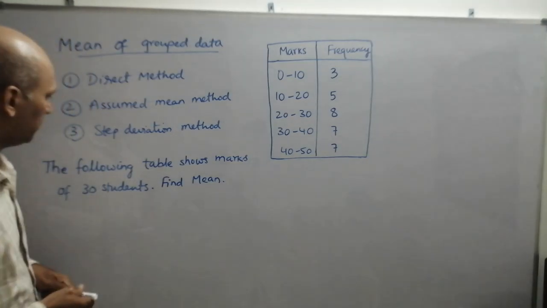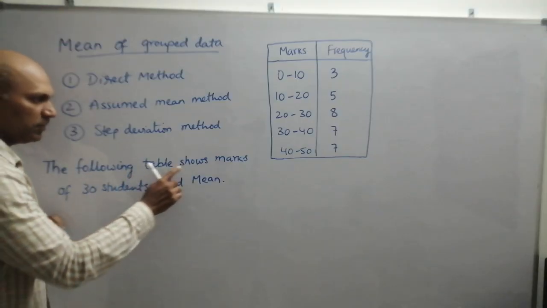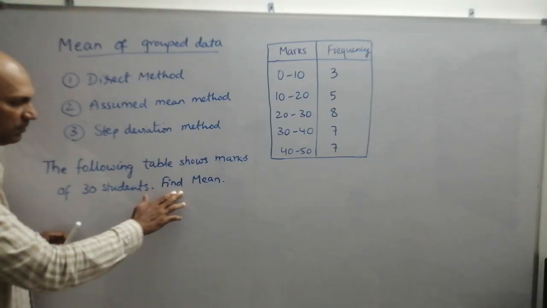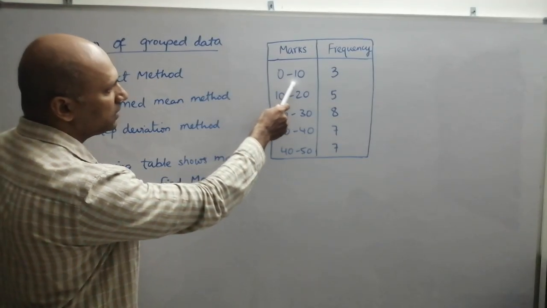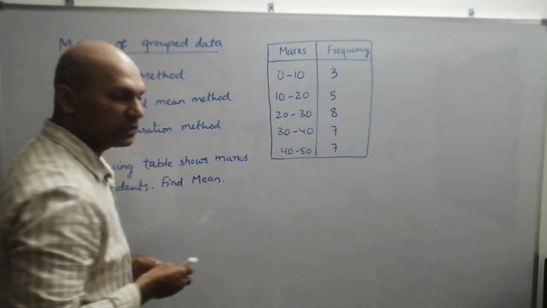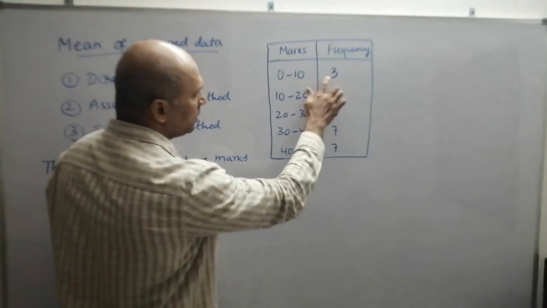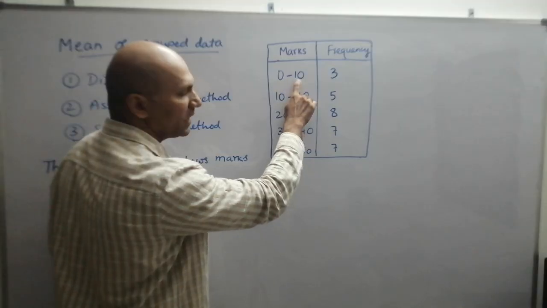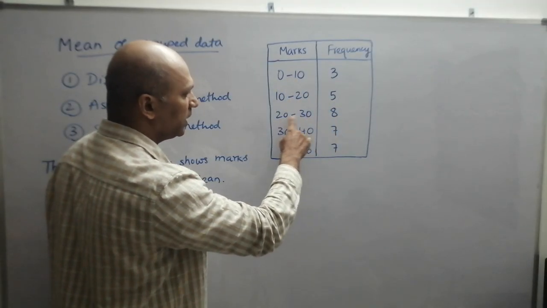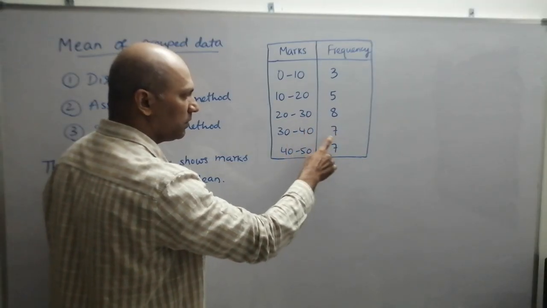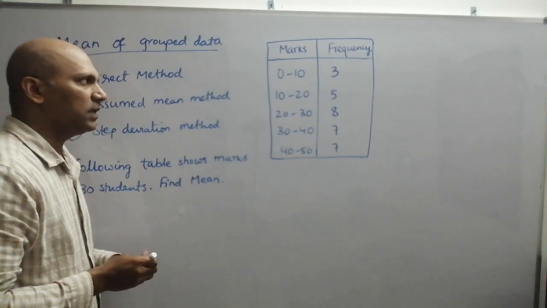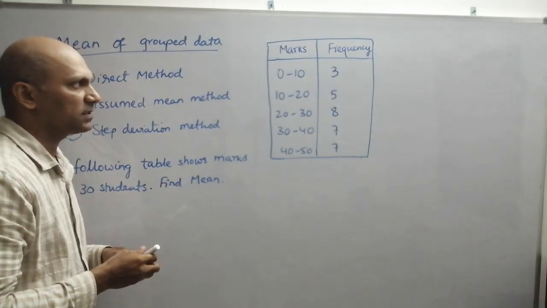Okay, so let us start with the example. The following table shows marks of 30 students. Find mean. So this is the table. What does this table represent? This table represents marks of 30 students. Okay, so 3 students got 0 to 10 marks, 5 students got 10 to 20 marks, 8 students got 20 to 30 marks, 7 students got 30 to 40 marks, 7 more students got 40 to 50 marks. This is the information given. We need to find the mean of this.